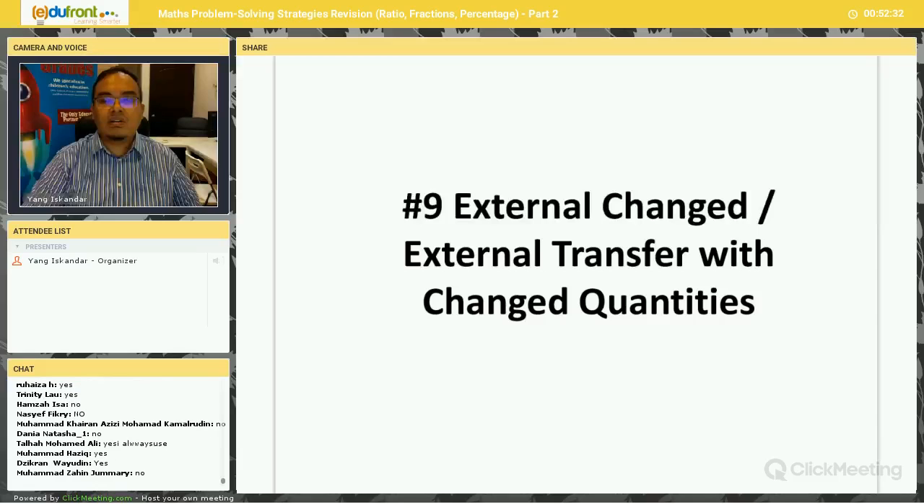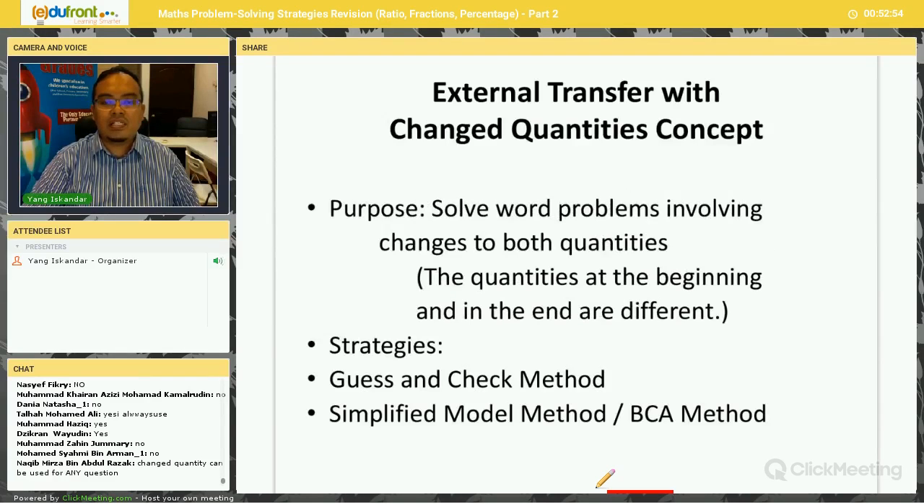Before, change, after, or before strategy and after strategy. So there are various names. Not to worry. I will show you the strategies to solve this kind of question, or the common features of this question. Strategy number 9, external change and external transfer with change quantities.